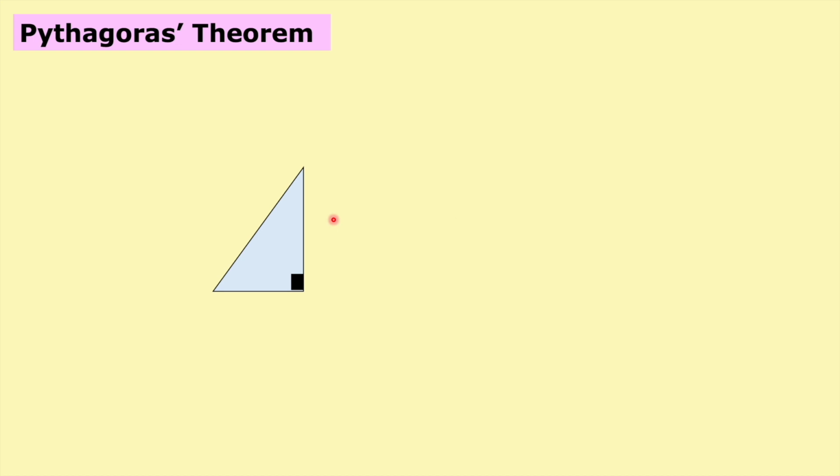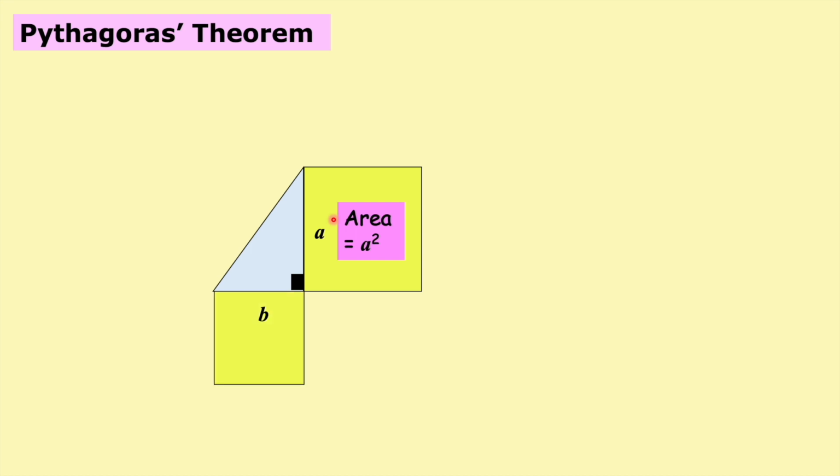But to go through problems and questions, we're going to need a theorem that we can work with and a formula. So here we've got a right angle triangle, and we're going to label the sides A, and if I was to form a square on that side, the area would be A squared. This side we're going to call B, and that area would be B squared. And then this hypotenuse, which is opposite the right angle, which is the longest side, we're going to call side C, forming a square there.